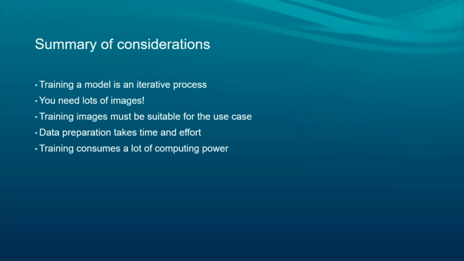Another key consideration is that data preparation takes a lot of human resources, time and effort, especially for labeling an object detection model. Barbara showed you the labeling of 3 objects in one image. Well, if you had 10,000 images, it's going to take you a very long time to get through that process. So that's a key consideration. You're going to have to dedicate someone's time to that process.